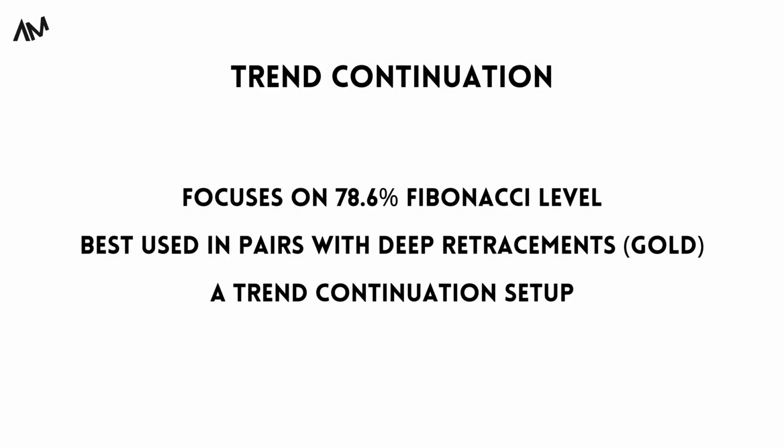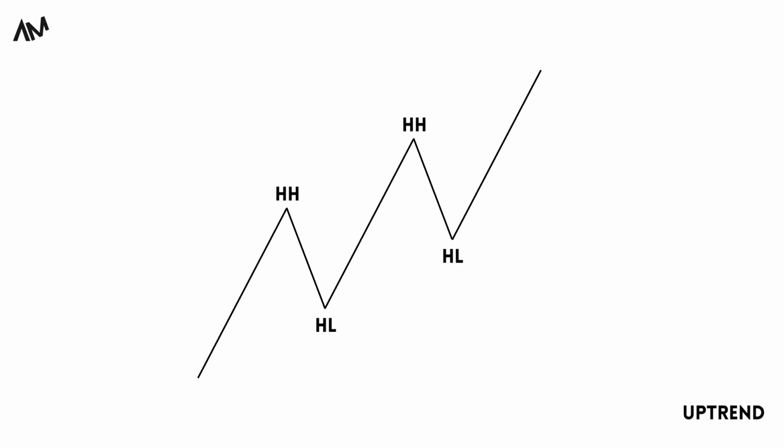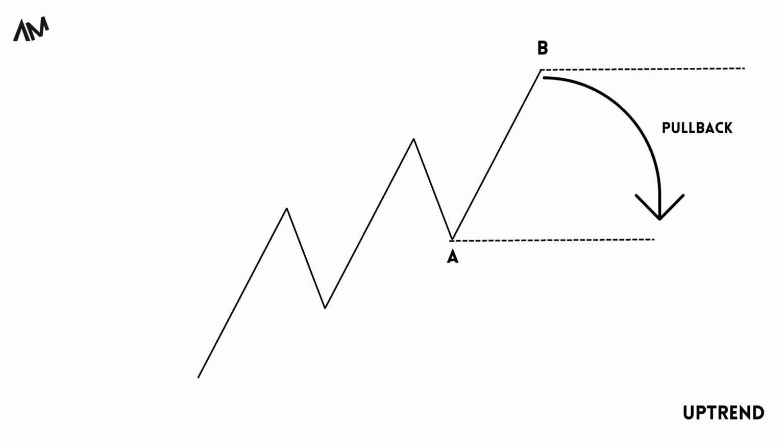This setup focuses on the 78.6% Fibonacci retracement level and is best used in pairs with deep retracements, such as gold. It is a trend continuation setup, so it works well when you can clearly identify the ongoing trend. For example, in an uptrend with higher highs and higher lows, we identify the most recent impulsive move from point A to point B and wait for a pullback to enter a long position at a better price. Considering that we are in an uptrend, there is a higher chance for the price to retest point B before breaking point A, indicating a major trend change.